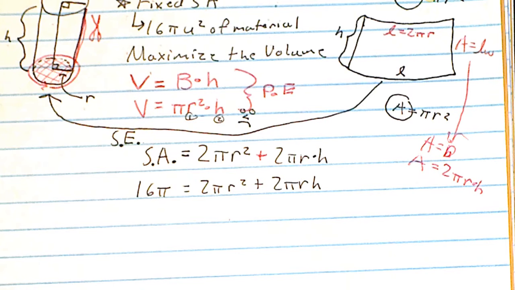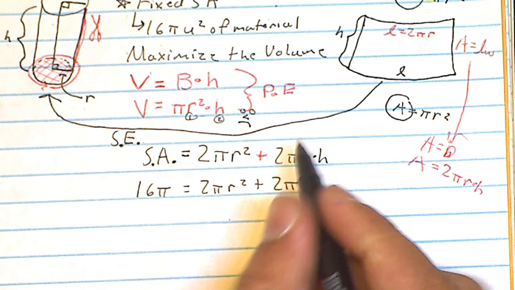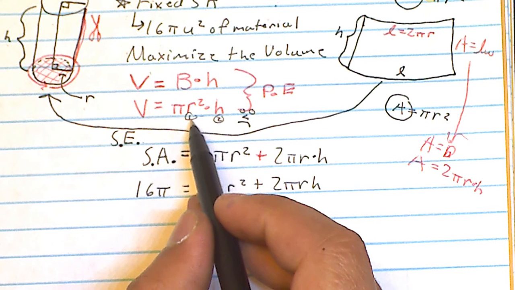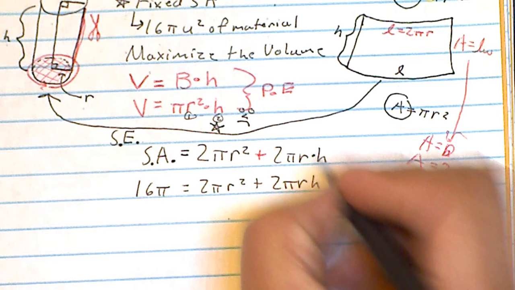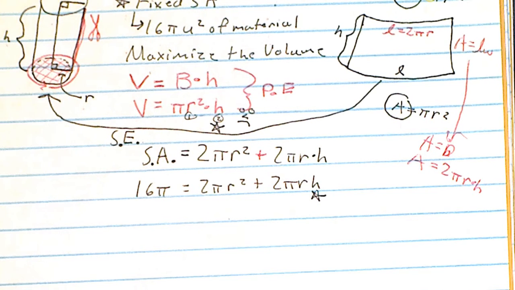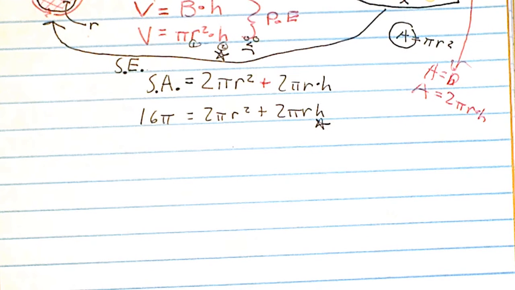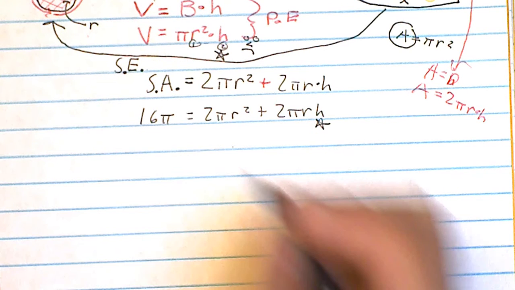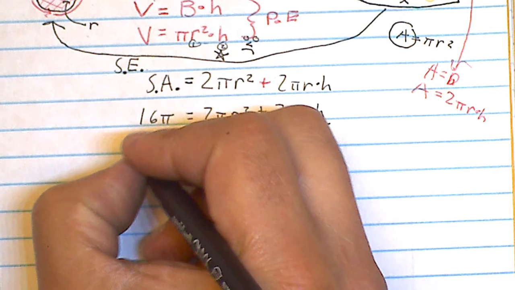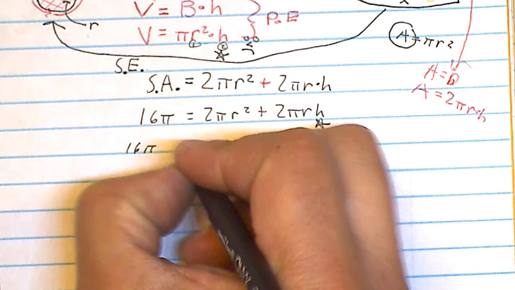Okay, so what should I solve for? Should I be hard on myself and try to solve for r like a madman, or should I just solve for h? Right, so solve for h. This is easy. What's my first step? Subtract 2 pi r squared. Sure. Some of you crazy kids are like, factor out 2 pi r. Okay, no. 16 pi minus 2 pi r squared.